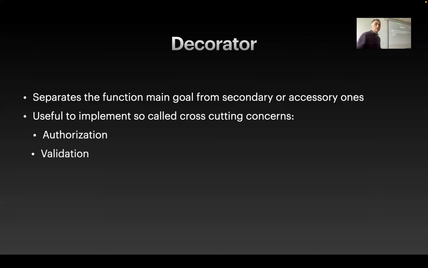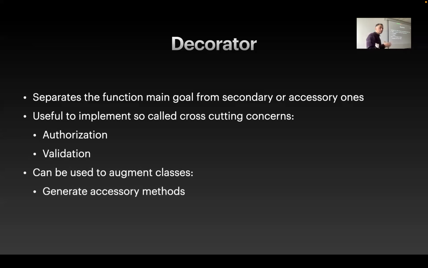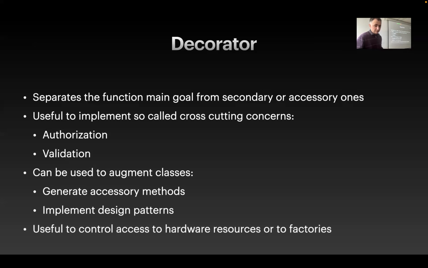Yeah, so authorization, as I said, validation, and also it can be used to augment classes, right? So if you have a class and you want to implement, for example, getter and setter methods on your variables, you can pass the class to a decorator, and the decorator can implement those getter and setter methods for you. So there are things that you can do there. Implement design patterns like the singleton that we will see later.